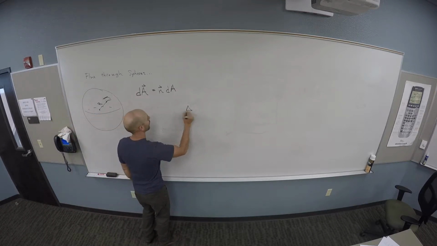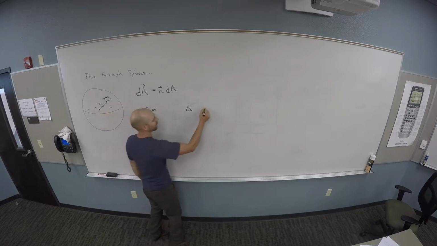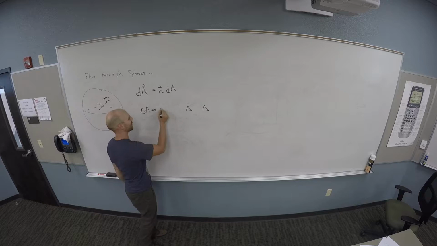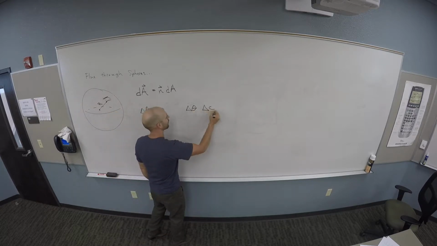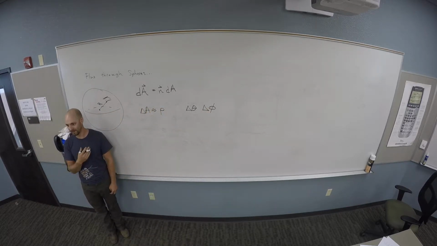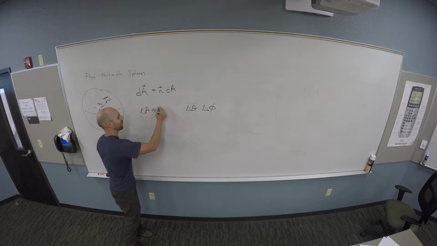Okay, so that's a good thought. I'm looking for delta area. This is maybe more or less delta rho, delta phi, delta theta. There's going to be a delta theta and a delta phi, because those are really the only things that matter here. The rho is going to be fixed, so I probably shouldn't call it rho, I should call it r.